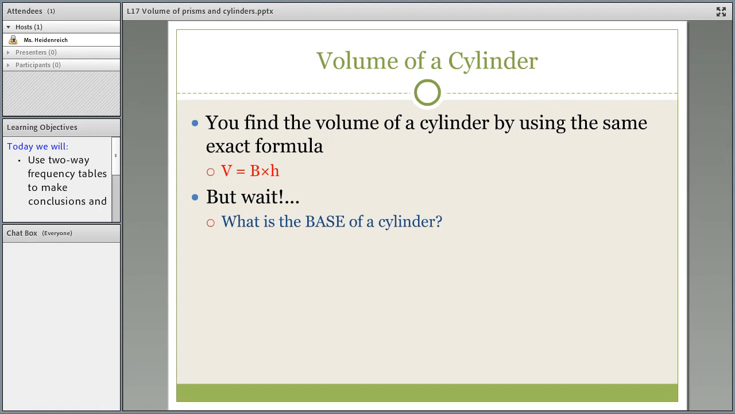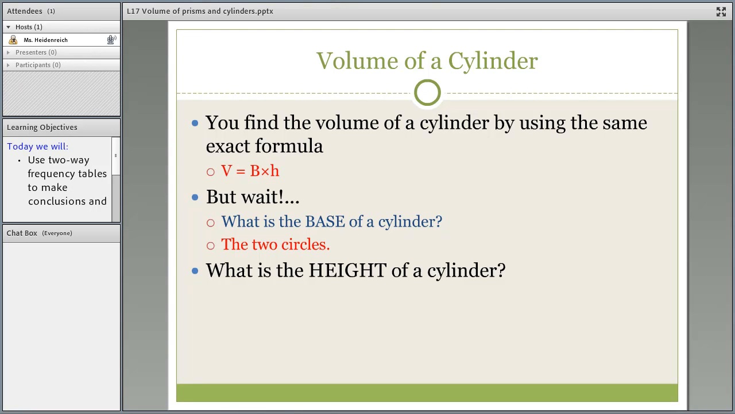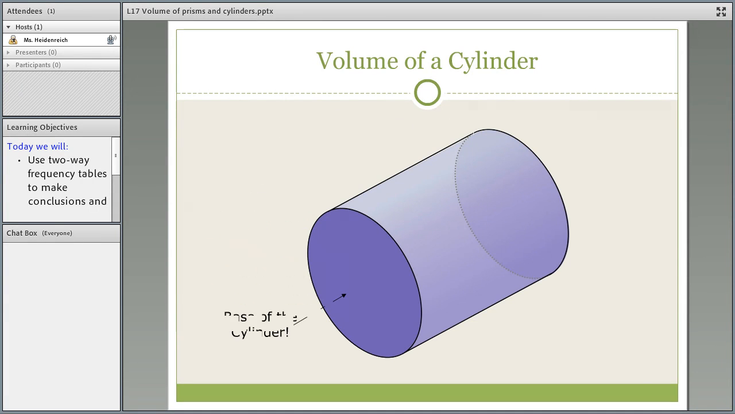A cylinder has two circles. Those are the bases. And then the height of the cylinder is the distance between those two bases, just like we've been talking about. It's the distance between the two circles. So here's a picture of this idea. We've got our base, which is a circle, which we'll need to find the area of, and then multiply it by the height of the cylinder.